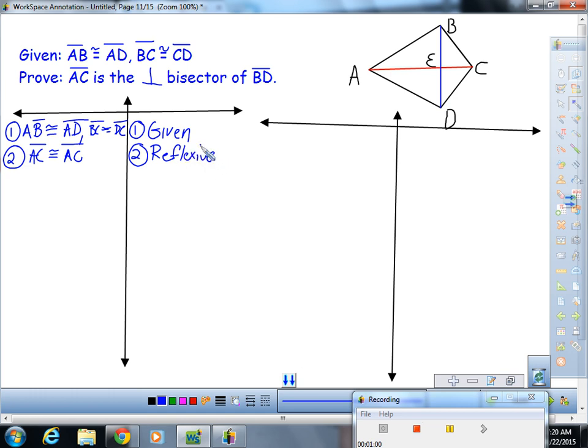What is it? Okay, which triangles? Triangle ABC is congruent to triangle ADC. And Johnny, what's my reason? Very good. Okay? All right.